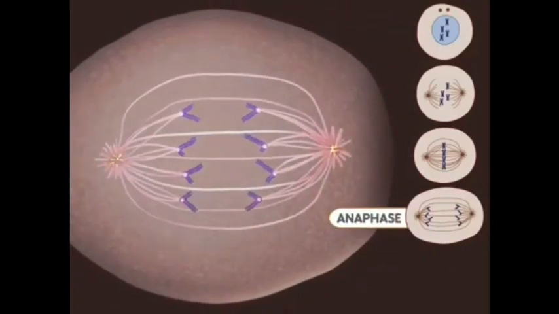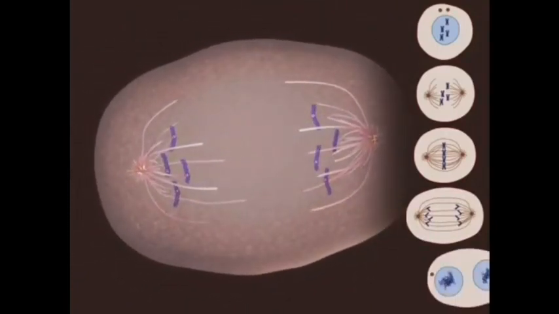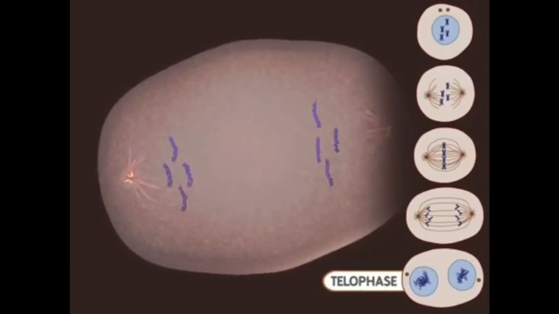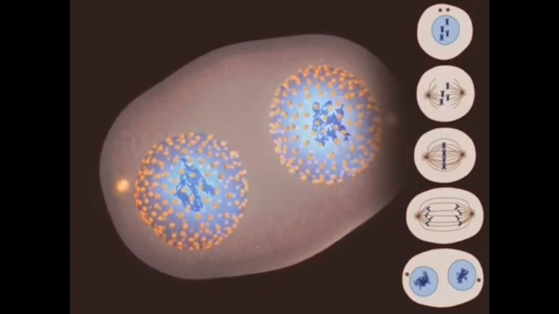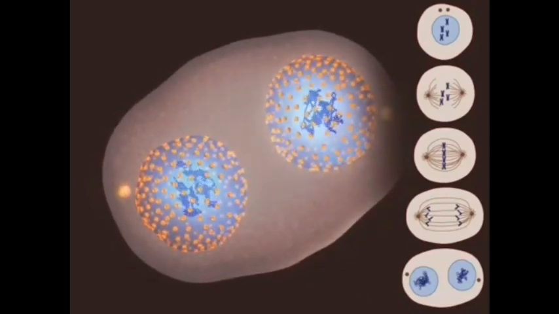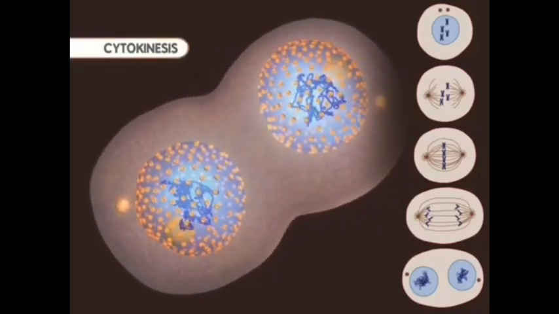During anaphase, the chromosomes are moving apart. The telophase stage is marked by the appearance of new nuclear membranes. This is the end of mitosis. Finally, the splitting of the cell occurs during cytokinesis.